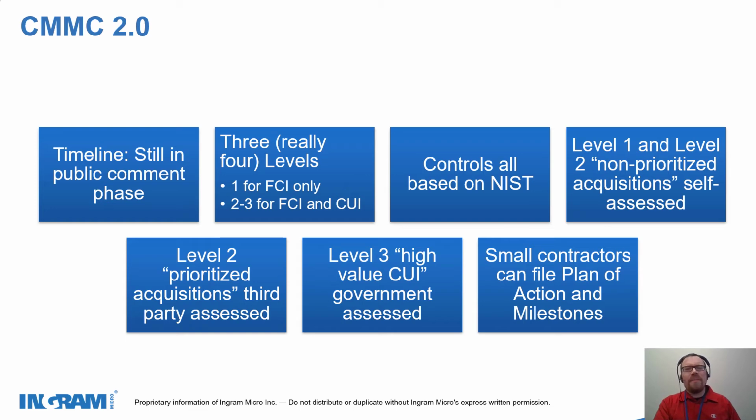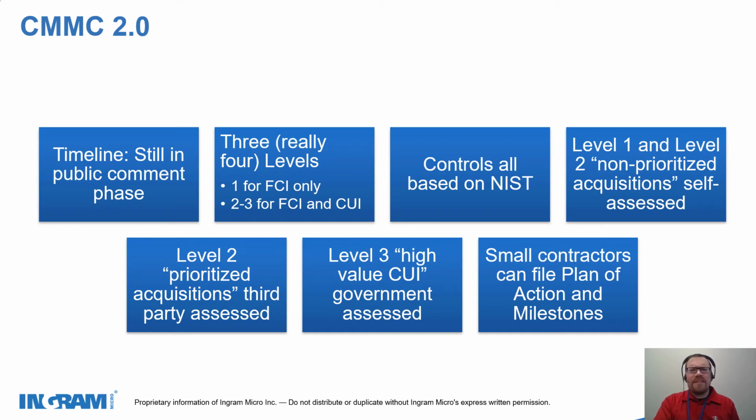Level 1 and level 2 non-prioritized, which is in quotation marks on the screen because that's their words, are self-assessed and self-certified. Level 2 prioritized acquisitions and level 3 need assessments. If you're talking about level 2 prioritized acquisitions, a third party has to assess. But if you're talking about level 3, which they define as high value CUI, that is government assessed.